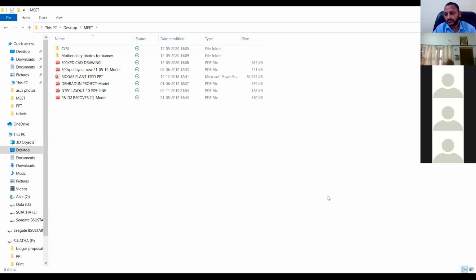Next question: are there any environmental issues associated with the biogas generation plant? And what is the size of your plant? What is a typical size of your biogas generation plant?